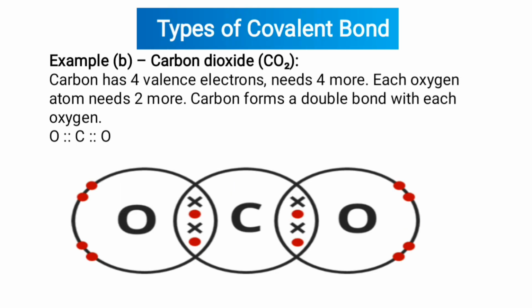And the second example is carbon dioxide. Carbon has 4 valence electrons and needs 4 more. Each oxygen atom needs 2 more. Carbon forms a double bond with each oxygen. So this is a double covalent bond.